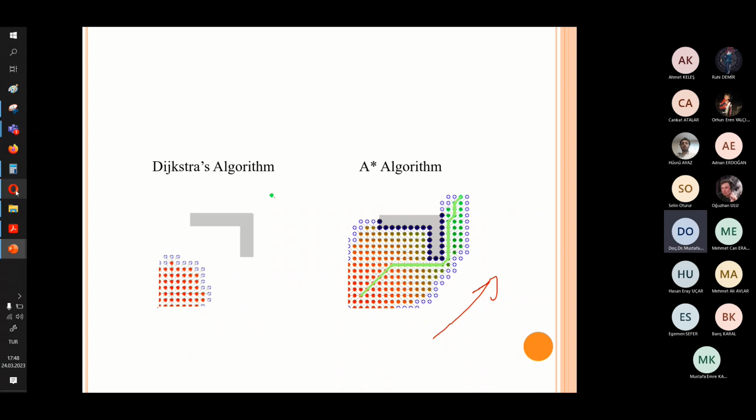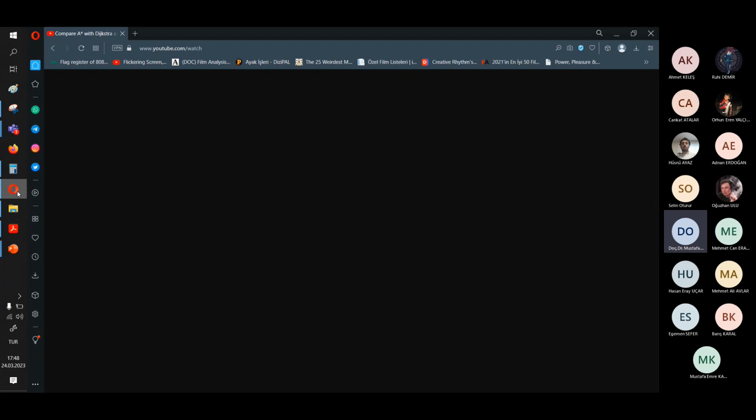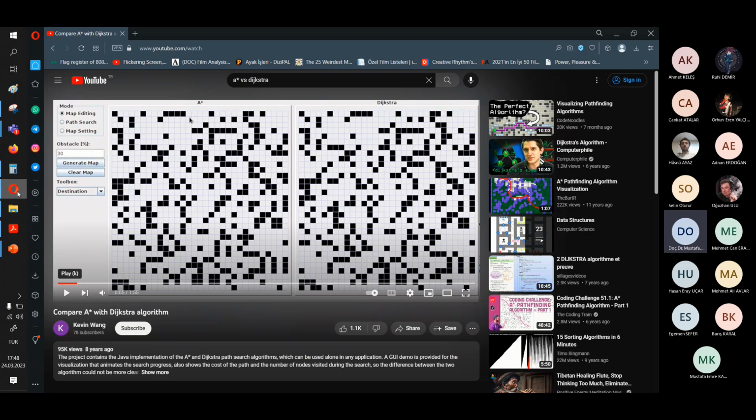Let me demonstrate an application to compare the A star algorithm with Dijkstra's algorithm. Okay, they are exactly the same mazes. Let's call that maze. And imagine that we have a robot.